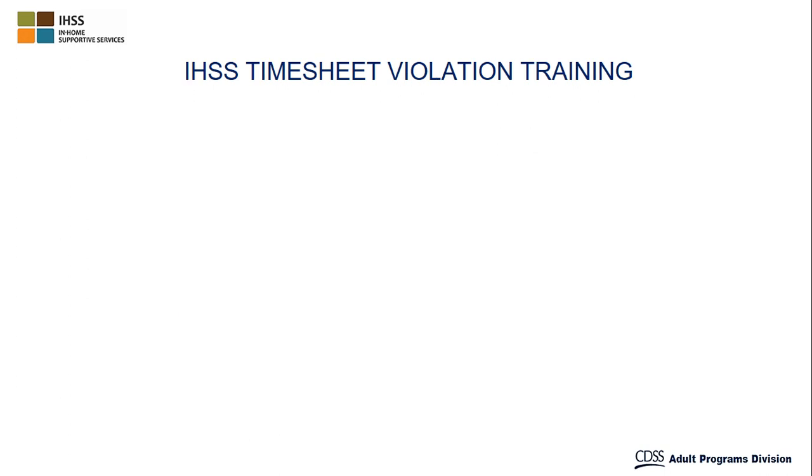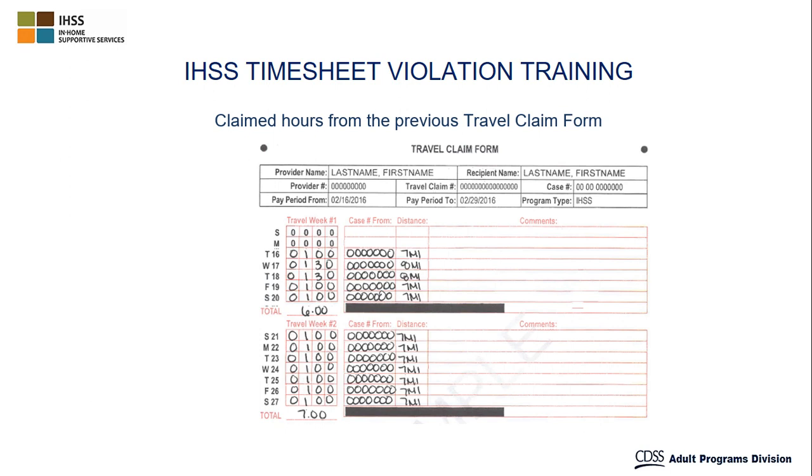In the next example, we will look at claimed hours from a previous travel claim form that crosses over into the next work week or travel week. For travel week 1, the provider has claimed 6 hours. But remember, the provider needs to account for all the days in this travel week. In this example, Sunday and Monday for travel week 1 were claimed on the previous travel claim form.